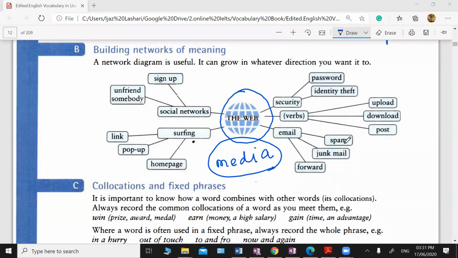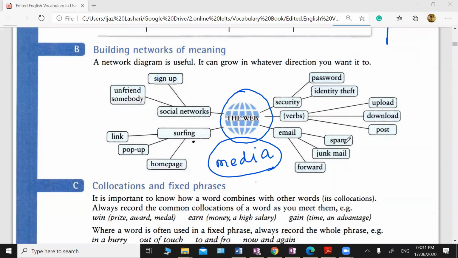So this is how you can create a network diagram. Surfing is another word. Surfing, like going on the internet and visiting different web pages, or visiting different websites, or going through different search engines and searching. That is called surfing.